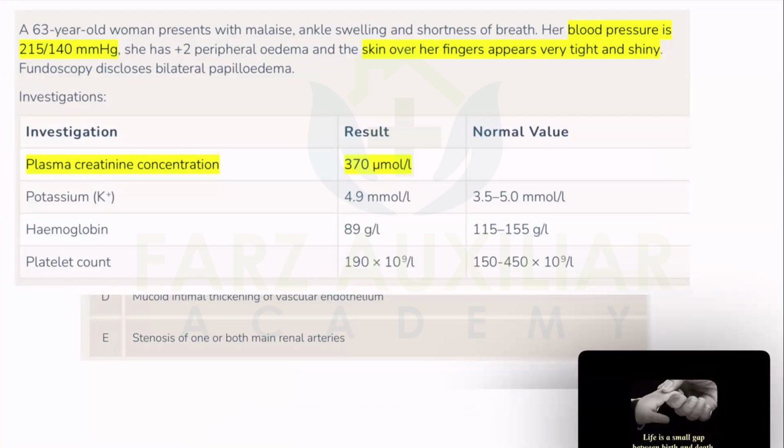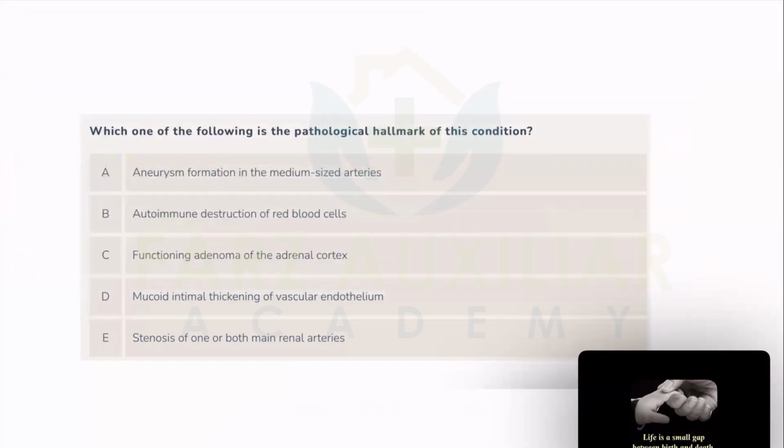What is the diagnosis? Everybody got a diagnosis, right? The skin is shiny, the blood pressure is very high, fundoscopy changes are there. So it is systemic sclerosis with scleroderma renal crisis. So scleroderma renal crisis is not a tumor, right? It would not be a functioning adenoma of the adrenal cortex.